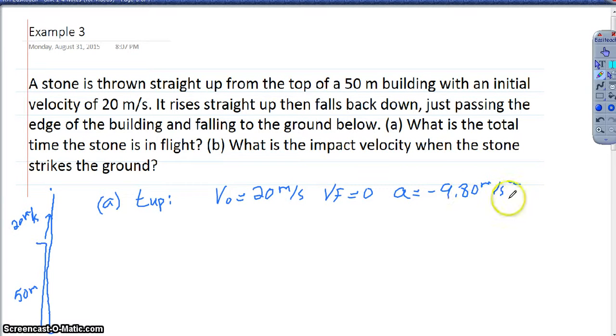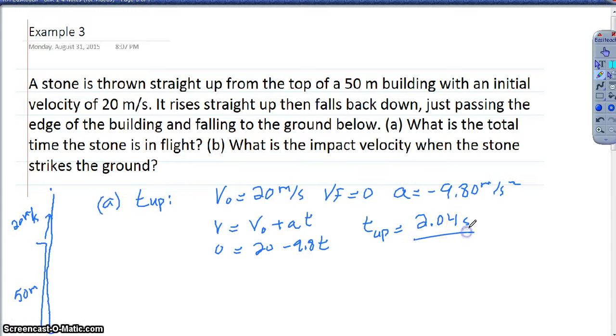So at this point, I've got 3 of the 4 pieces of information, so just solving for time. And obviously, I can use a nice easy v = v0 + at for this one. So I've got my final velocity, my initial velocity, negative 9.8, and then t. So solving for the time that it takes to go up, right? It's just going to end up being 20 divided by 9.8. So obviously a little bit more than 2, about 2.04 seconds.